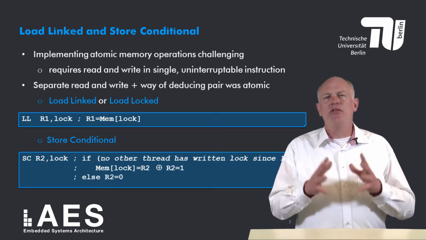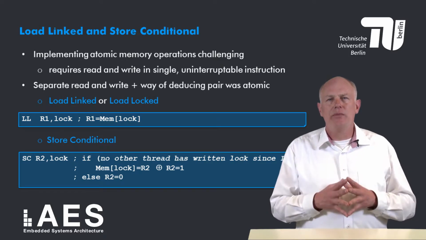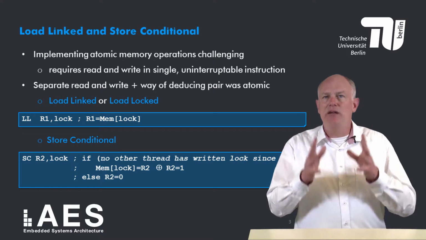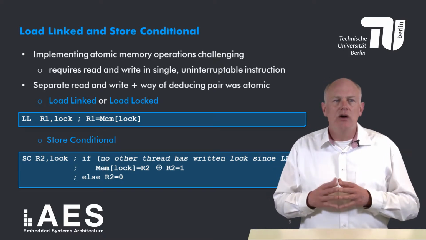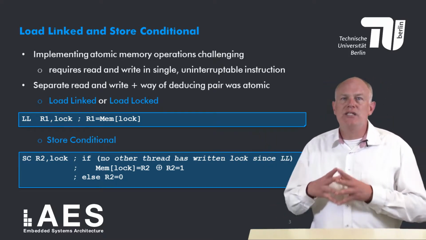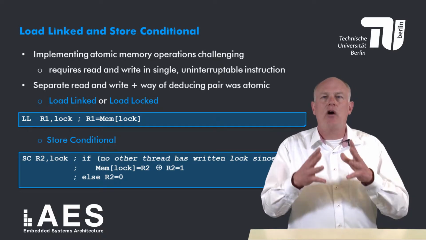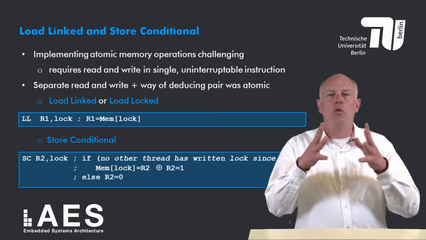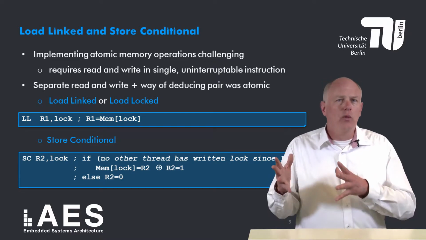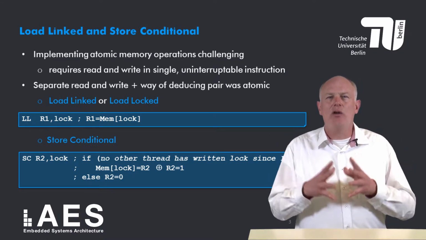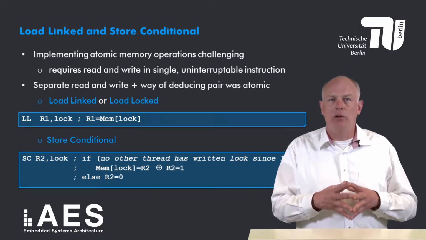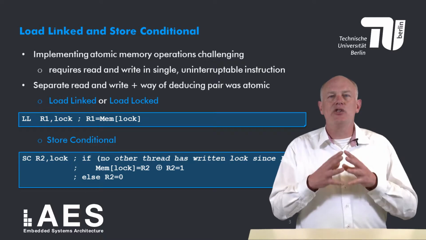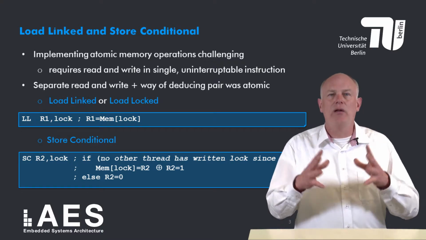The semantics of these instructions are the following. If no other thread has written the log variable since the previous load linked was executed, register R2 is written to the log variable and R2 is set to 1, indicating that the store conditional was successful. Otherwise, there was another thread that had written the log variable and R2 is set to 0, indicating that the store conditional failed.